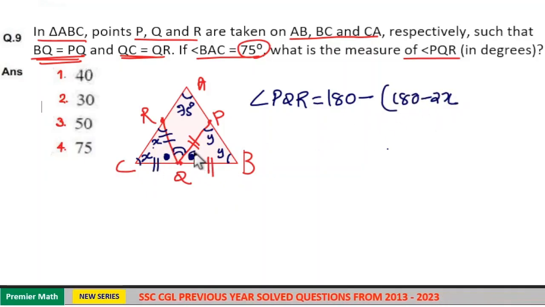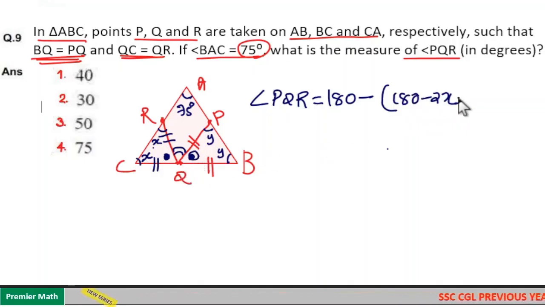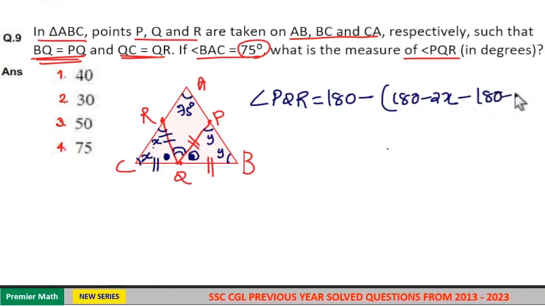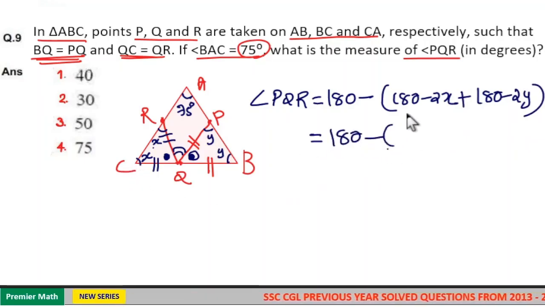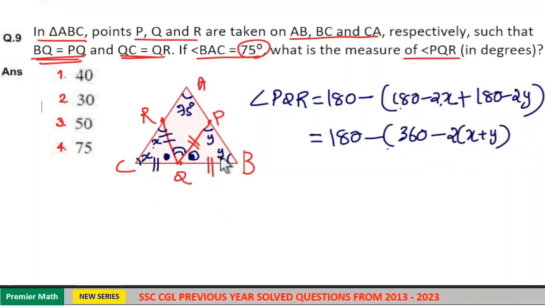And this one is equal to 180 minus 2y. So this is equal to, here 180 minus 180 plus 180 is 360. And here 2x minus 2x minus 2 is equal to minus 2 into x plus y. Here what is x plus y?